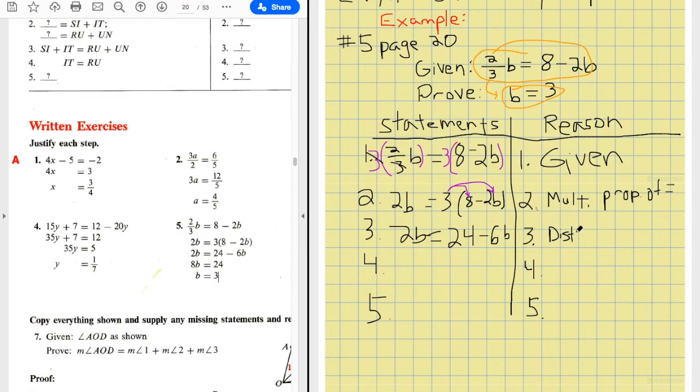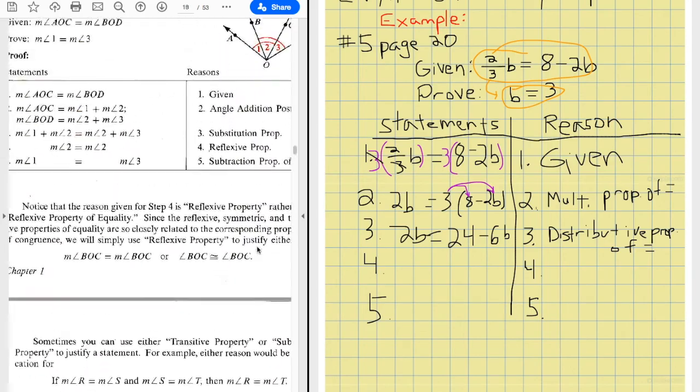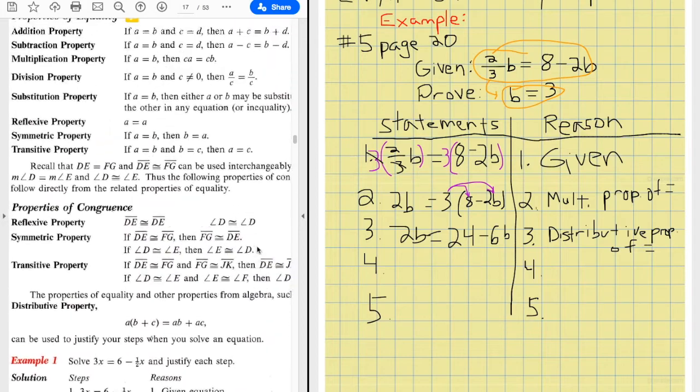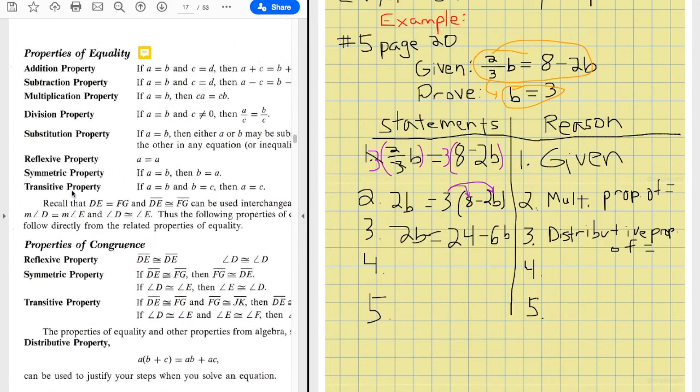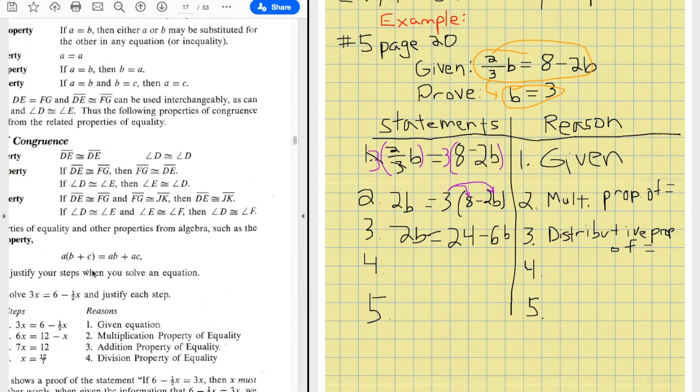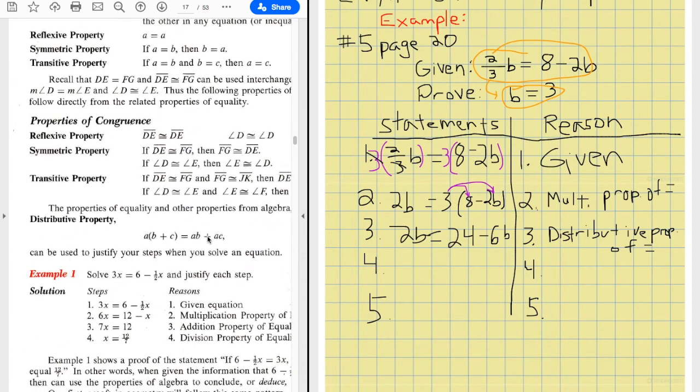Again, it's kind of annoying the book does this because it's not important in geometry, but you are going to write it on this homework here. Distributive prop of equality. And check it out here. This is another thing that in my talk earlier I skipped over because it's not important at all, but your book just wants you to practice it. Maybe they think you just learned the distributive property, but they have listed it down here. So properties of equality and other properties from algebra, such as this distributive property here, can be used to justify steps when you're solving an equation.